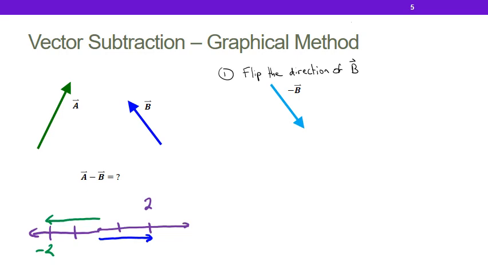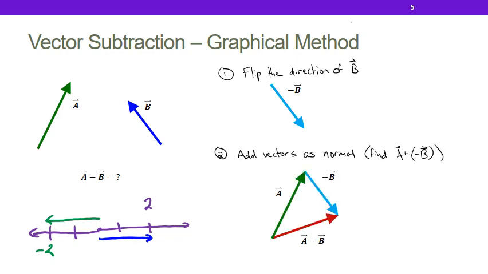And then I can find A minus B by taking A plus minus B. So A plus minus B is the same as A minus B, and that gives me my result. So subtracting vectors graphically is also very straightforward. I just flip the direction of my 2nd vector and then add it to my 1st vector.